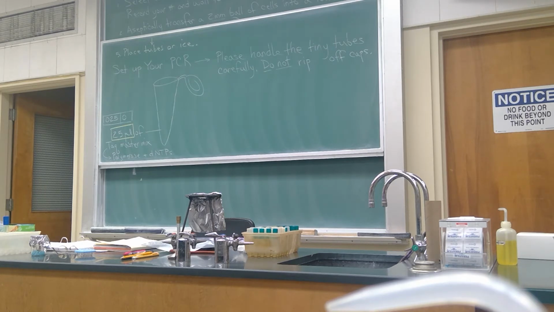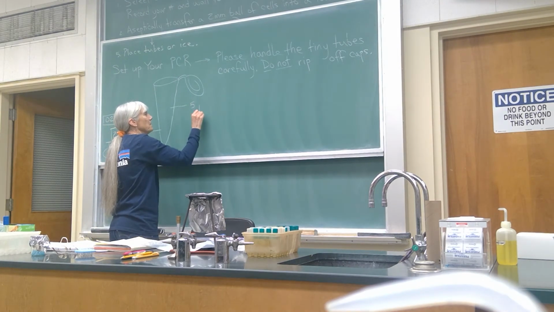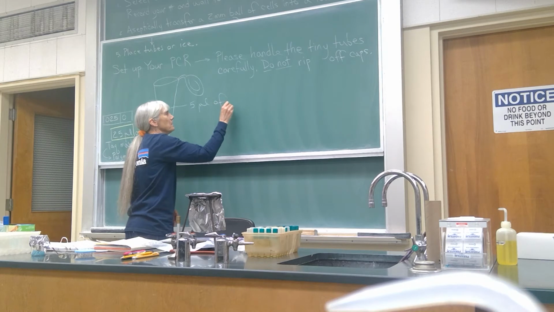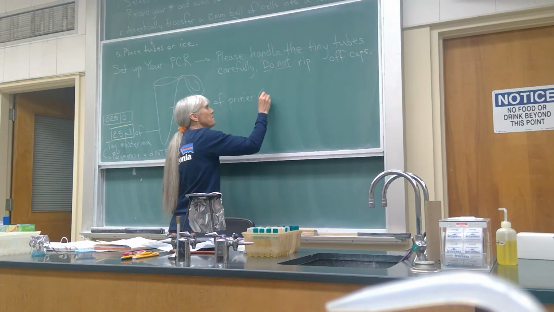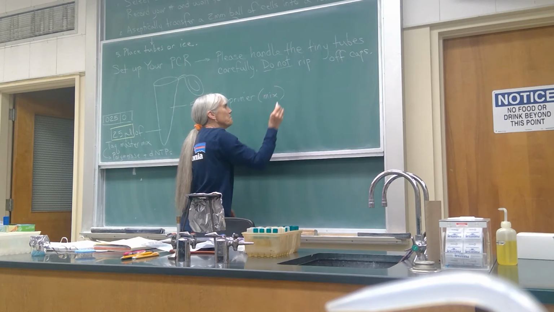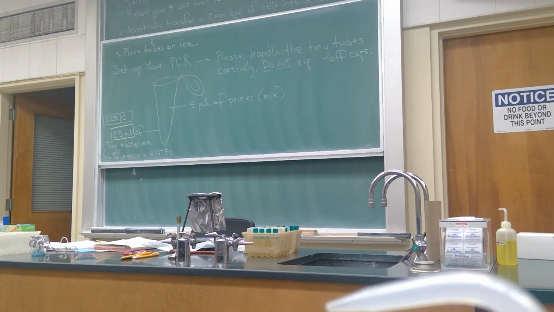The next thing you're going to add to this reaction mixture is 5 microliters of primer. The good news, this is a primer mix. It's forward and reverse combined, so you don't have to measure out both of them separately. But you're going to make a 5 microliter transfer with a much smaller pipette. These are the white pipettes.